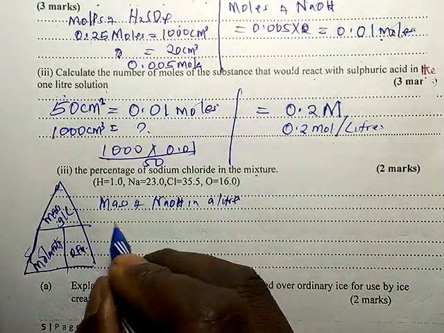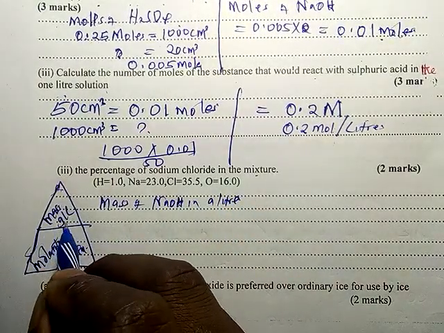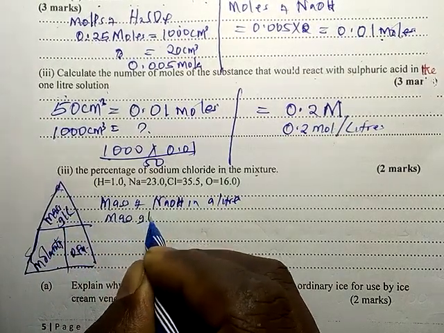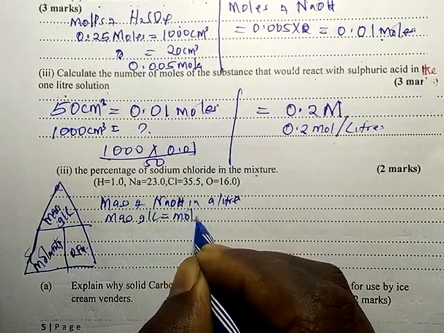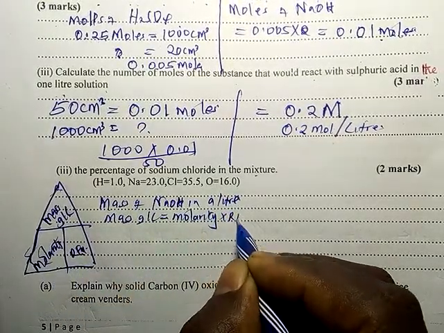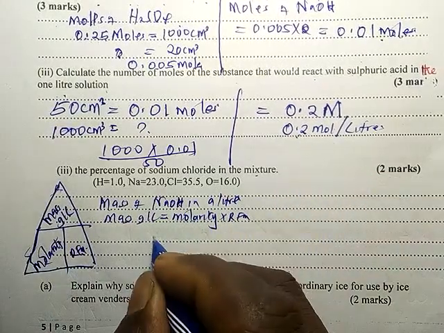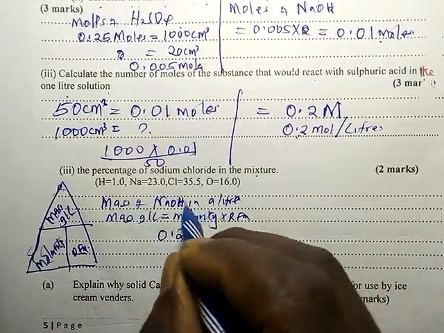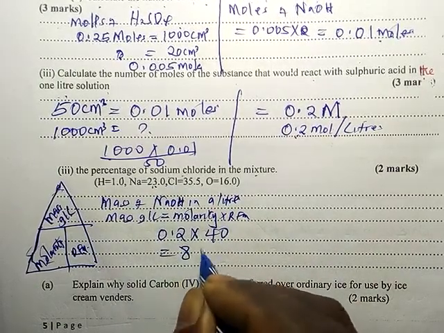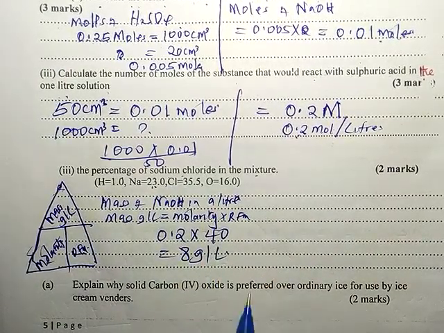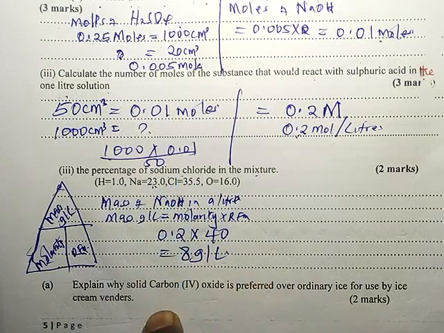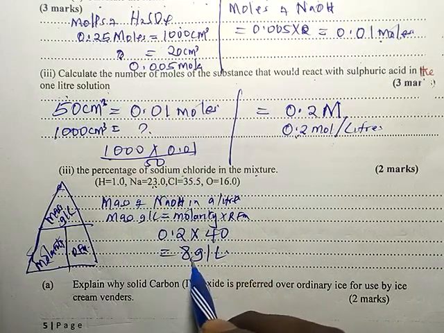How do we get that? Mass of sodium hydroxide in grams per liter. So mass in grams per liter is equal to molarity times RFM. Molarity we obtained here is 0.2, and the RFM of sodium hydroxide is 40. This gives us 8 grams per liter. So it means that only sodium hydroxide in the mixture contained 8 grams.